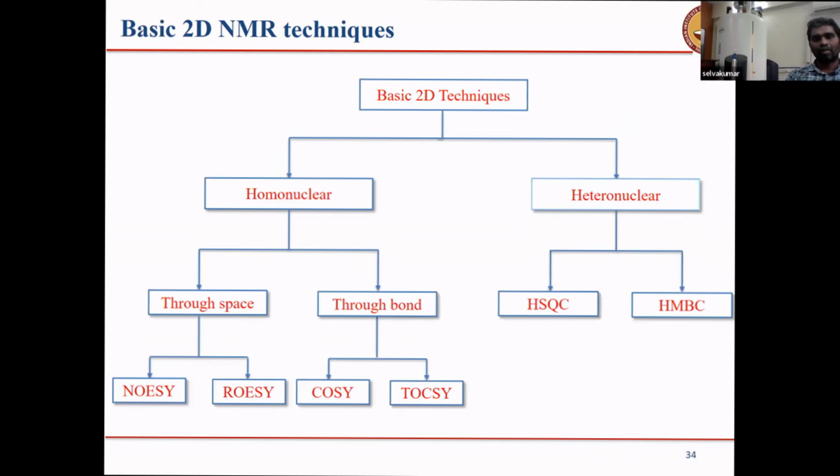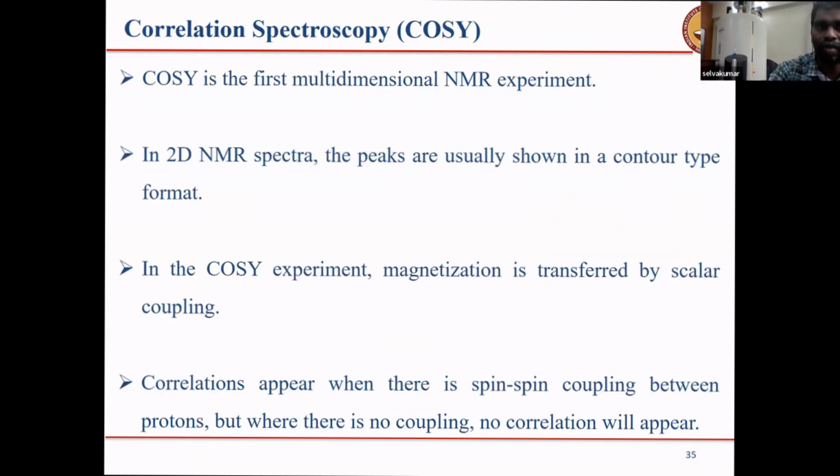In general, the 2D NMR techniques we separate into homonuclear and heteronuclear. Homonuclear we can split again into two divisions. One is the through-bond correlation and another one is the through-space correlation. Through space: NOESY and ROESY spectra, and through bond: COSY and TOCSY spectra. Heteronuclear: HSQC and HMBC spectra. I'll explain one by one. First is the COSY spectrum. COSY is the first multi-dimensional NMR experiment.